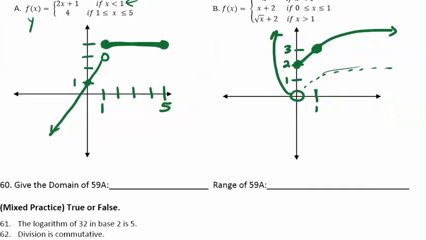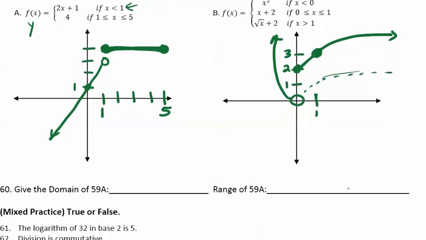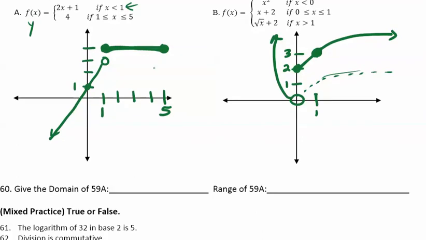Okay, and we've got one more quick question about 59. The domain of this function, this arrow goes forever because it says x less than 1, but this part of the function says we stop at 5. So our domain is negative infinity to 5, and then we do a square bracket because the 5 is included.